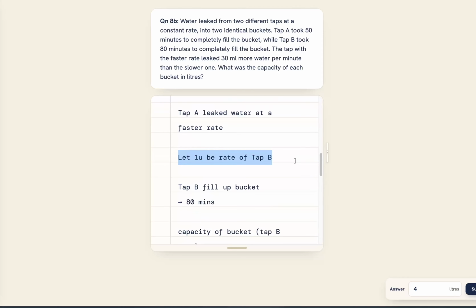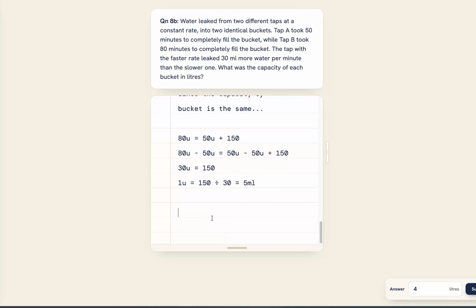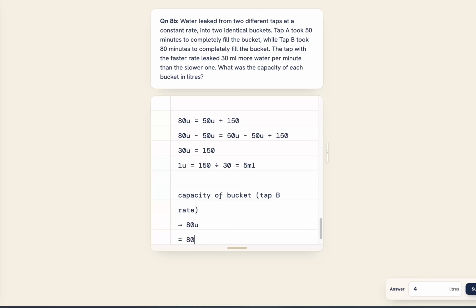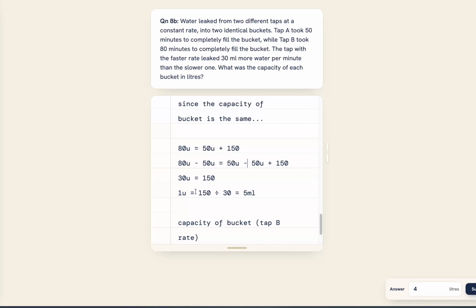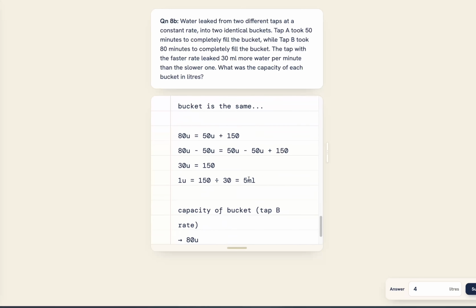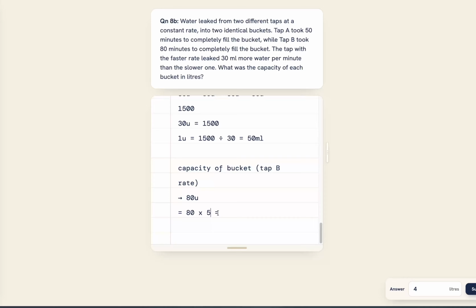And what is 1 unit? It is the rate of tap B. So the capacity of the bucket according to tap B's rate is 80 units. Sorry, there was one mistake: 50 times 30 is not 150, it's 1500. So that means 1 unit is not 5 ml, but 50 ml. So the capacity of the bucket is 80 times 50, which is 4000 milliliters, or in this case 4 liters.